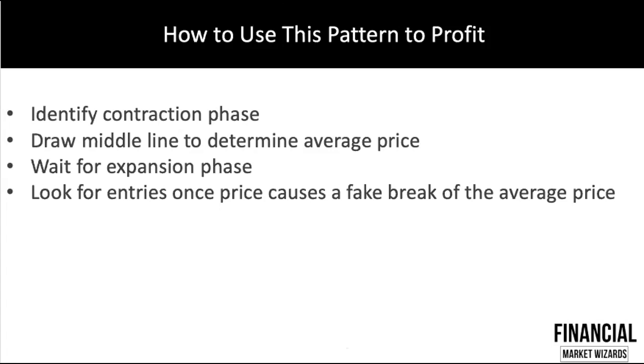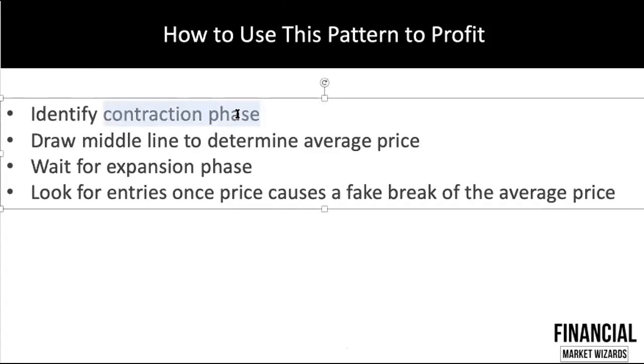Step number 1, you identify the contraction phase. Earlier on we said that the contraction phase is where the candles are narrow, price is narrow, it's going nowhere. It typically happens when there's an ECB press conference, a BOJ press conference, or FOMC. Not always, but generally. Step 2 would be to draw a middle line to determine the average price. Before you get confused with this, don't worry, we'll make it crystal clear for you.